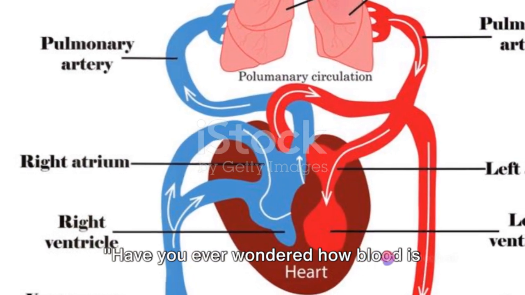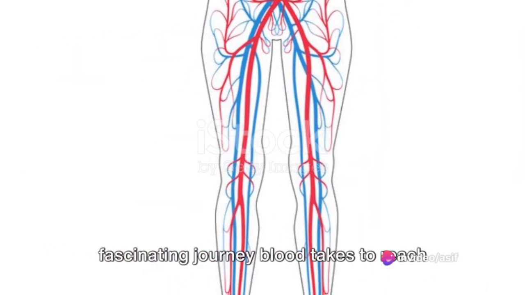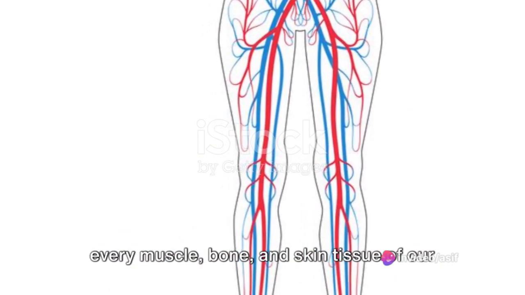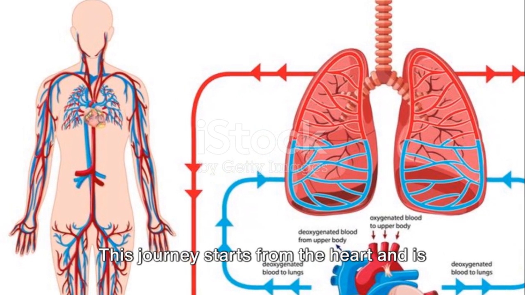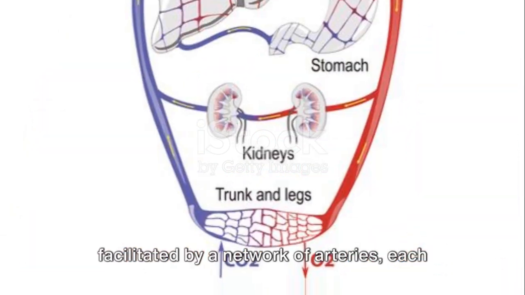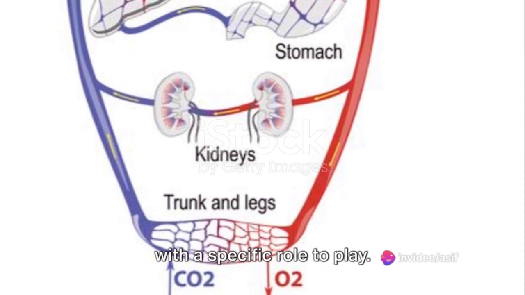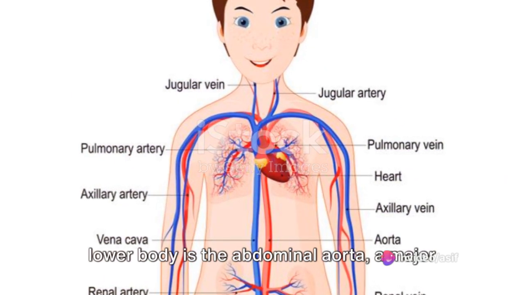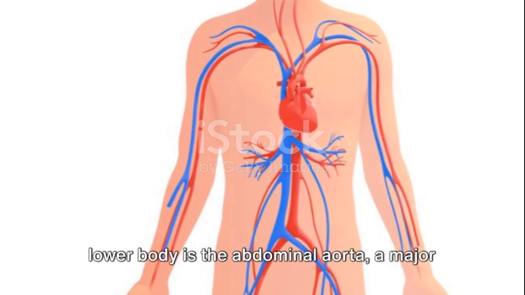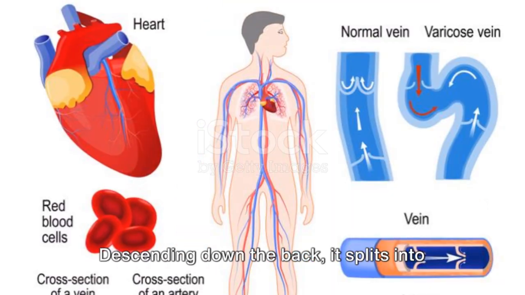Have you ever wondered how blood is supplied to our lower limbs? It's quite a fascinating journey blood takes to reach every muscle, bone, and skin tissue of our legs and feet. This journey starts from the heart and is facilitated by a network of arteries, each with a specific role to play. The primary supplier of blood to our lower body is the abdominal aorta, a major artery that originates from the thoracic aorta within the chest cavity.